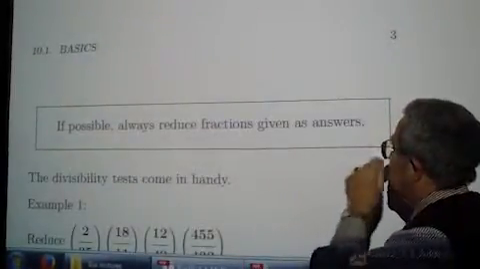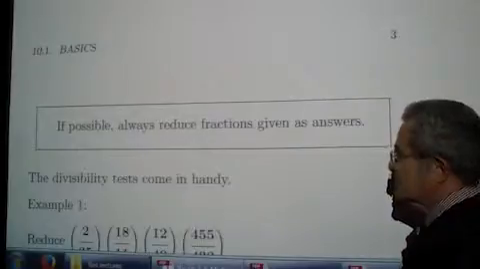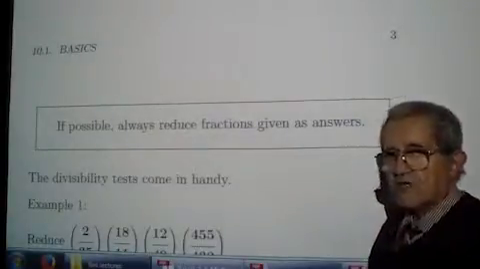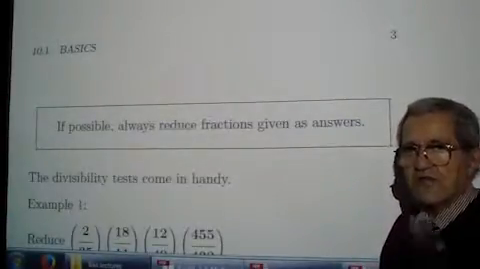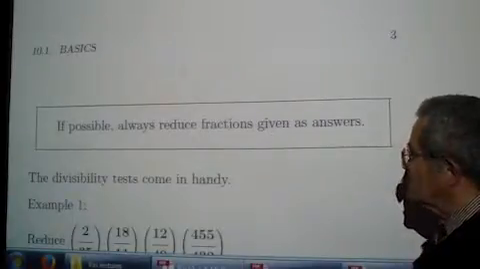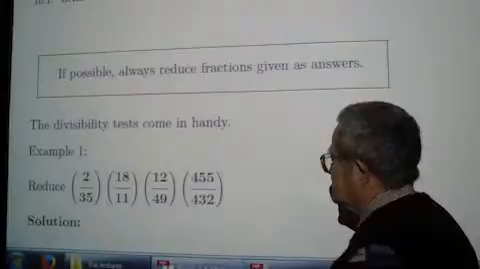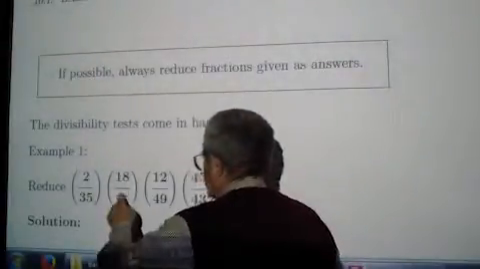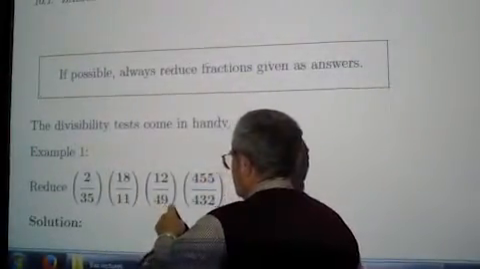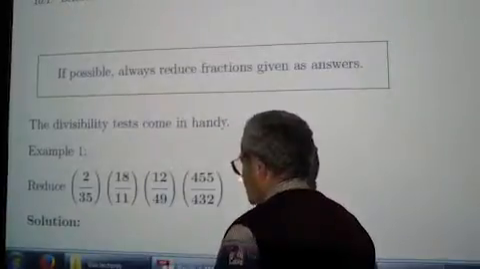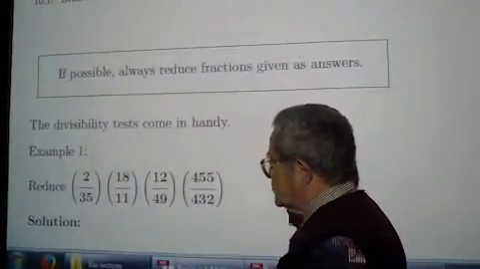If possible, always reduce fractions given as answers. Okay? Always, always, always reduce fractions if you can. Now, divisibility tests come in handy. You wanted to reduce 2 over 35 times 18 over 11 times 12 over 49 times 455 over 432.